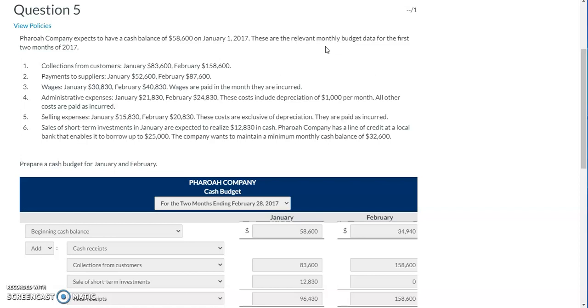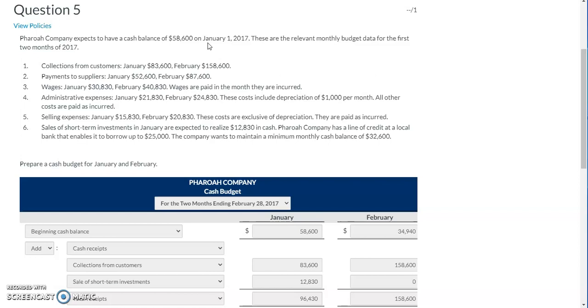And our cash budget, we always start off with our beginning cash balance. And you'll notice that we're given the cash balance for January at the beginning of the month, but we're not given any information for February. And the reason why that is because our ending cash balance that is budgeted for the end of January is going to be the beginning of February. So one period's ending is the next period's beginning for cash, okay?